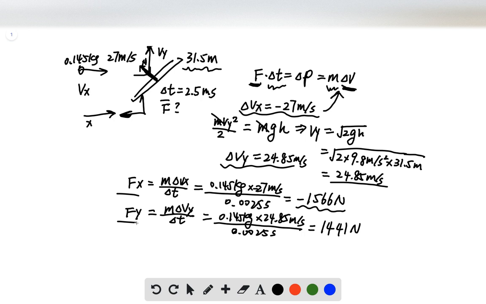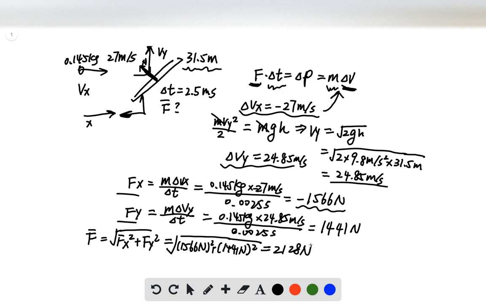And so let's try to find the total force. So that's, again, just a little bit of geometry. It's equal to the square root of Fx squared plus Fy squared. And that gives us around 2128 Newton. Again, just to make sure we have the same amount of significant digits, we have about 2100 Newton. So that is the total force.